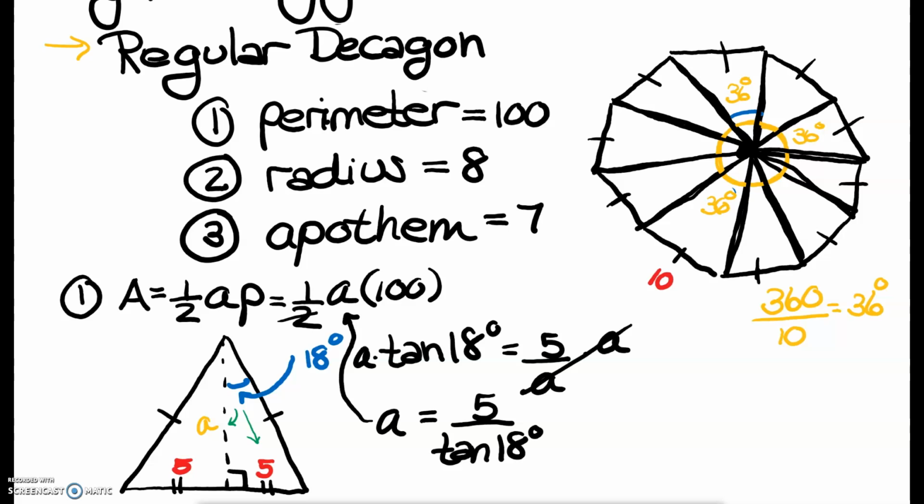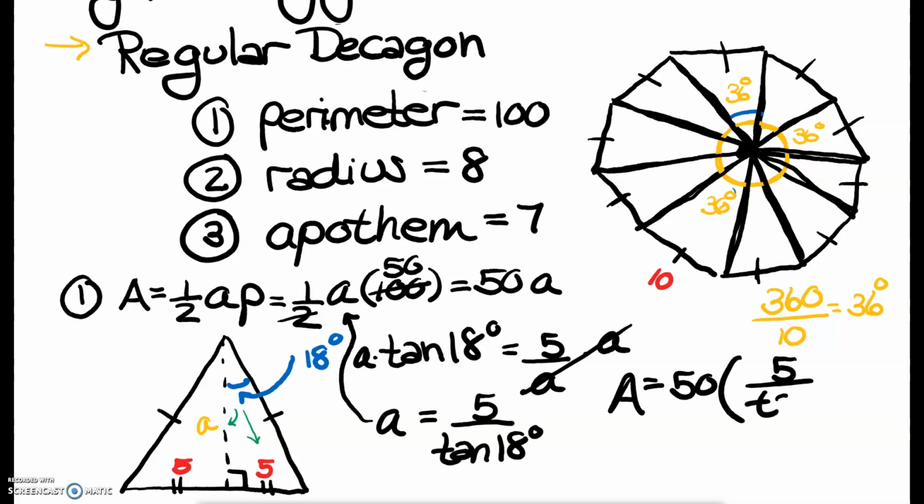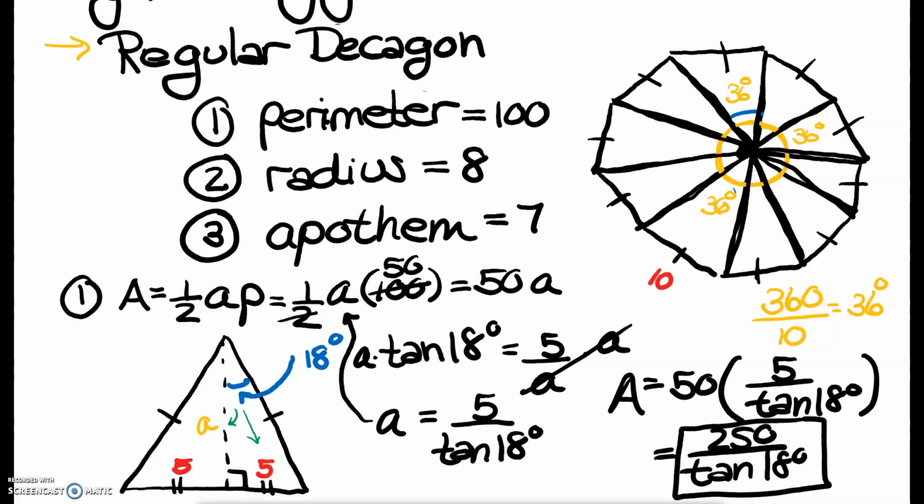So now I'm going to have to plug my apothem into my formula. But before I do, I'm going to go ahead and reduce the 2 and 100. So I get 50 times a. So now when I plug it in, my area is going to be 50 times 5 over the tangent of 18 degrees. And that's going to equal 250 over the tangent of 18 degrees. All right, so that's how you would do one of these problems if you were given the perimeter.